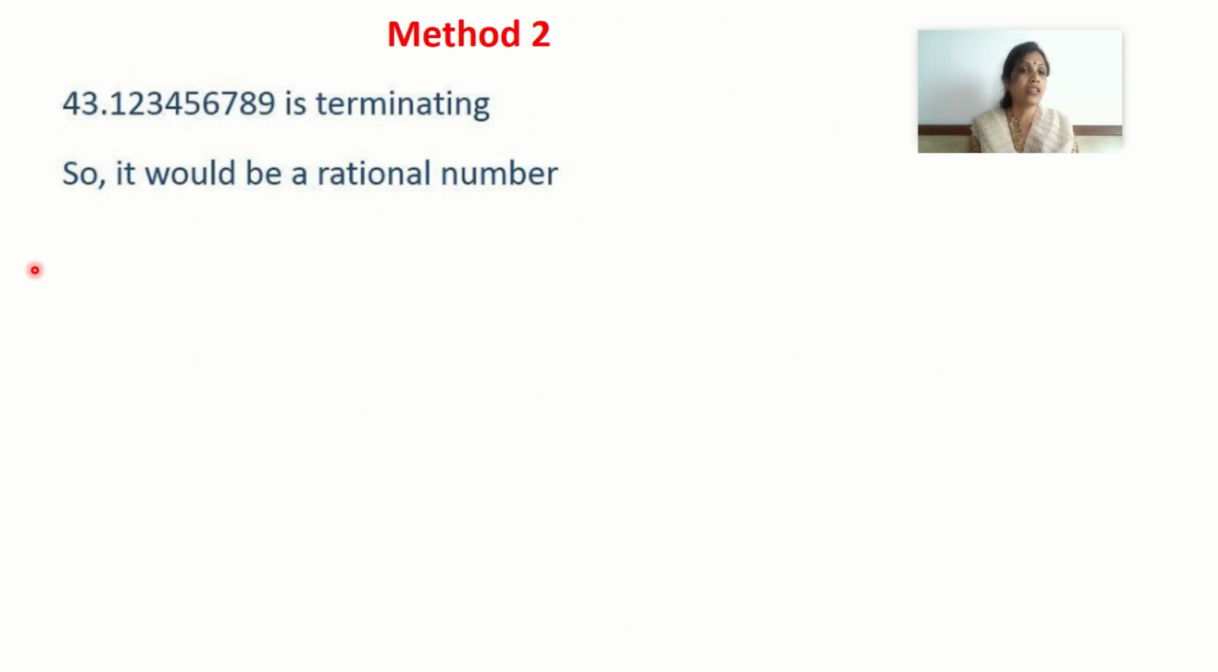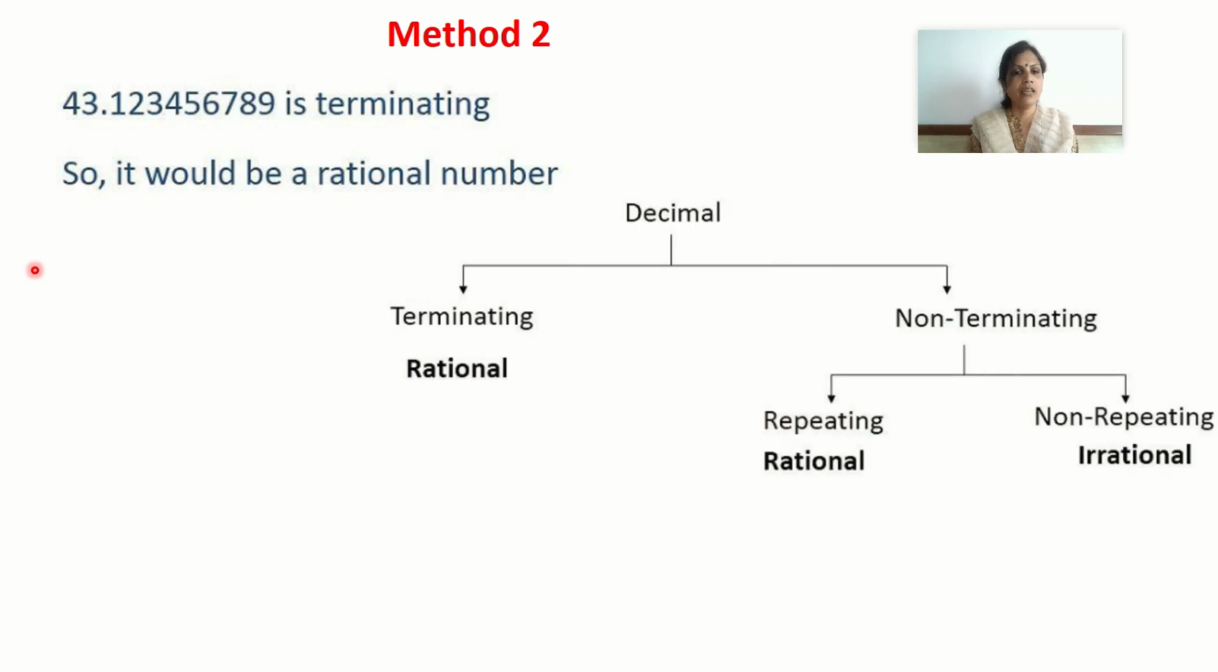The number has a terminating decimal expansion, and since it has a terminating decimal expansion, we can directly write down that it is a rational number. Because we know this, look at this tree. Decimal number can be either terminating or non-terminating. If it is terminating, it is called a rational number. If it is non-terminating and repeating, it will again be a rational number. But if it is non-terminating and non-repeating, then it will be an irrational number. This is what we have learned.